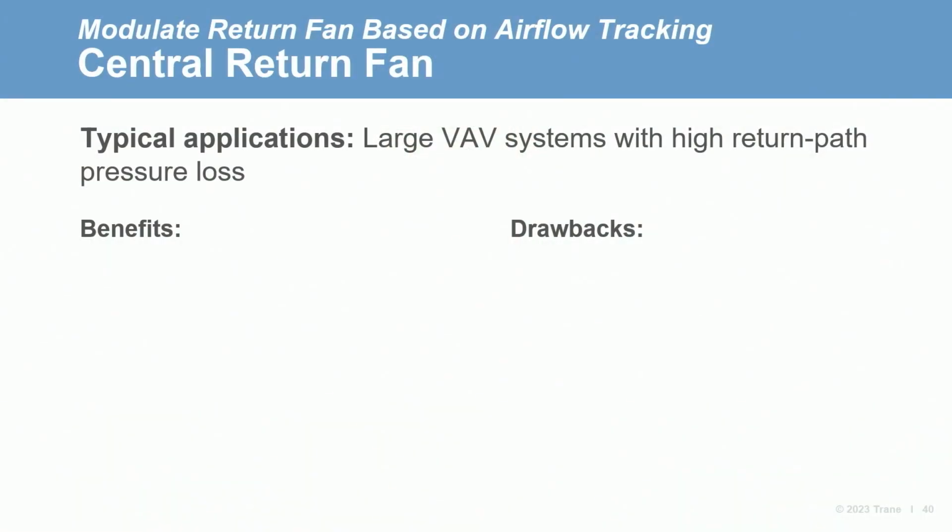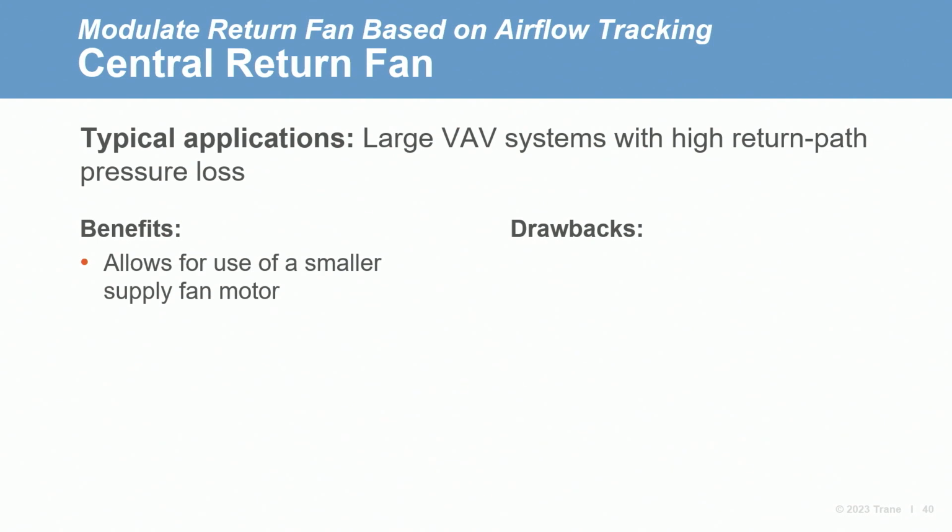Since we don't have airflow measurement in our model, we'll let Eric share the benefits and drawbacks directly without going through a demonstration. As Chris mentioned, in a system with a very high return path pressure loss, a return fan might be needed to overcome the pressure loss of the return air path and assist the supply fan. This often allows for the use of a smaller supply fan motor than if a relief fan was used.